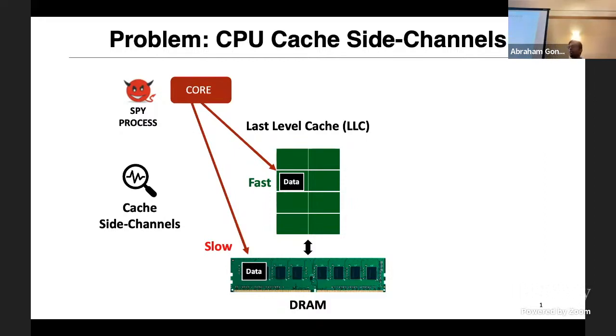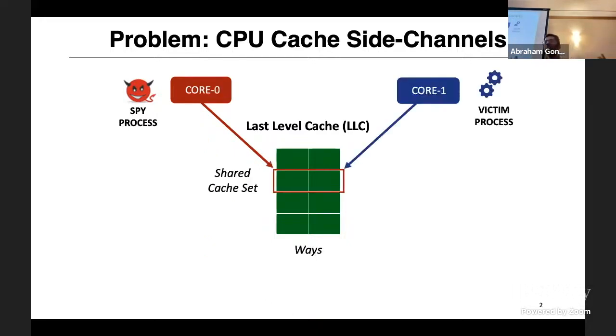Well, a spy process now has a primitive to learn which addresses are present or absent in the cache. This cache itself is shared between multiple cores, multiple users, multiple processors. And you could have a victim process that is sharing a cache set with a spy process in the same cache. And so these two processes can now conflict for the limited space inside of a set and evict each other's addresses from the set.